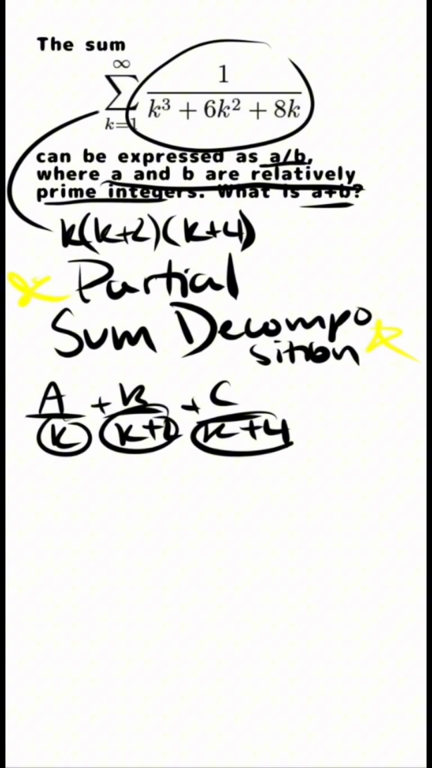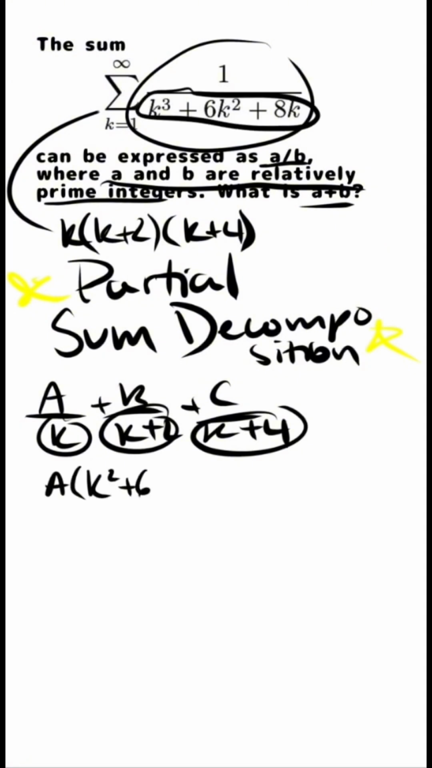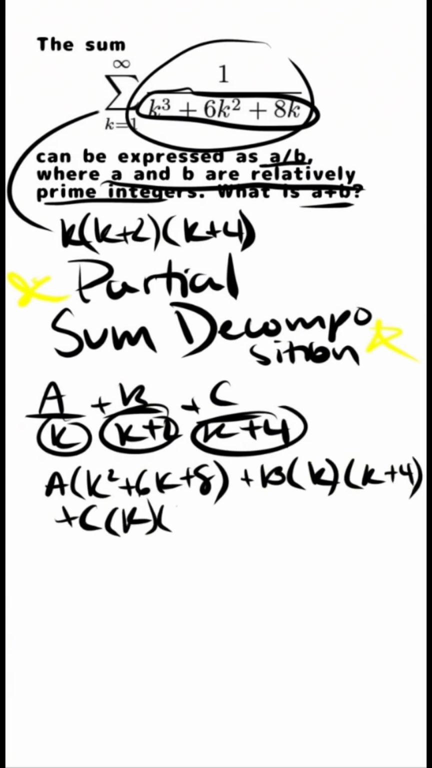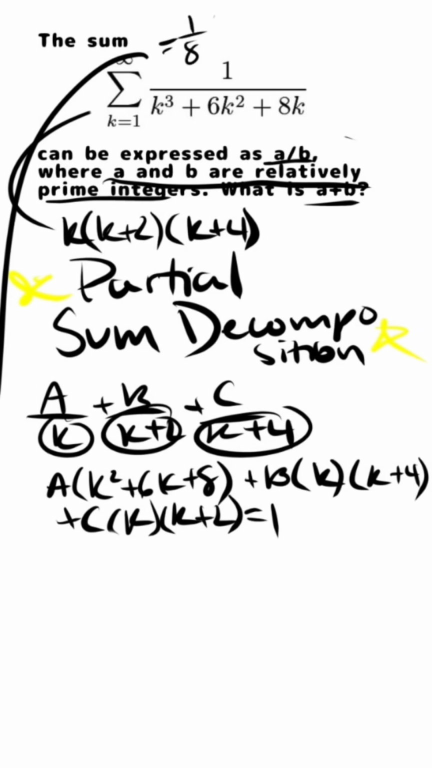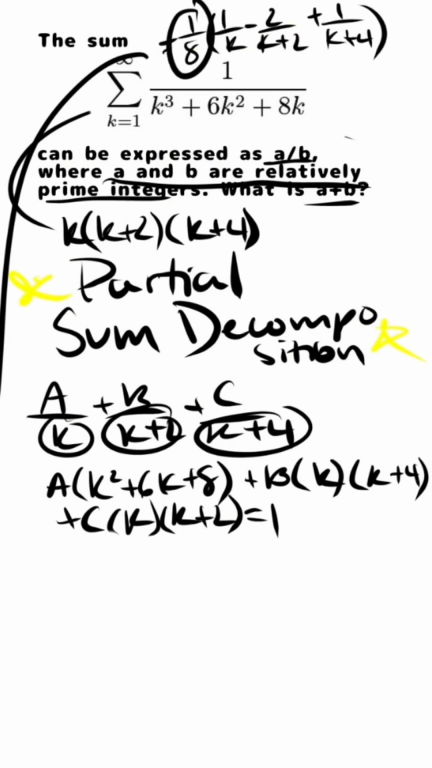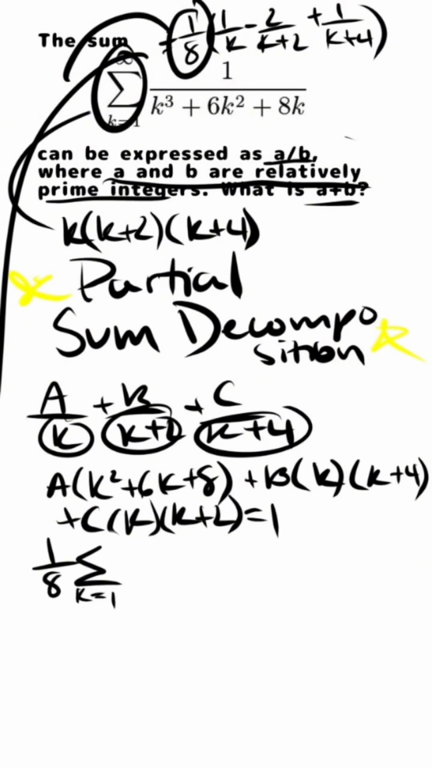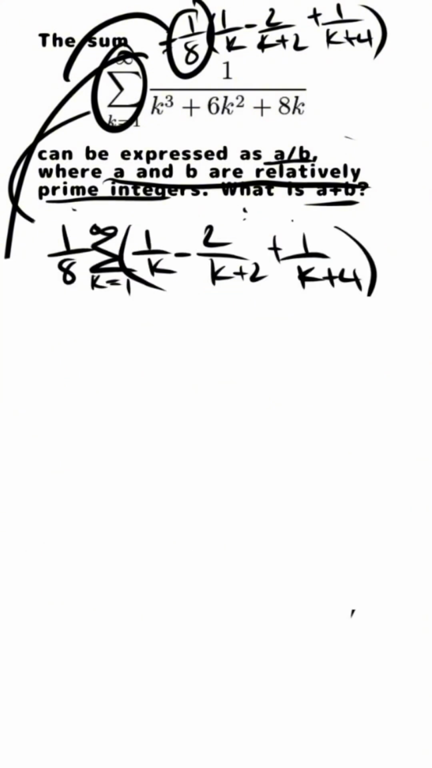Now getting these fractions all to a common denominator of k cubed plus 6k squared plus 8k, we can cancel out this denominator and this should be equal to 1. Now moving things around, we can factor out 1/8 and get that A equals 1, B equals -2, and C equals 1 as well. Now since 1/8 is a fixed value, the value of k doesn't affect it, and as it multiplies the entire expression in the summation, we can take it out of the summation.